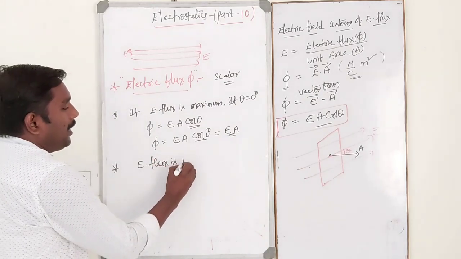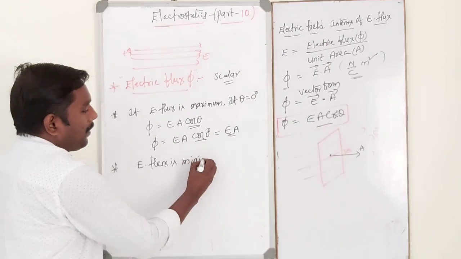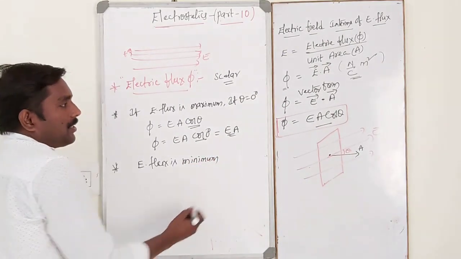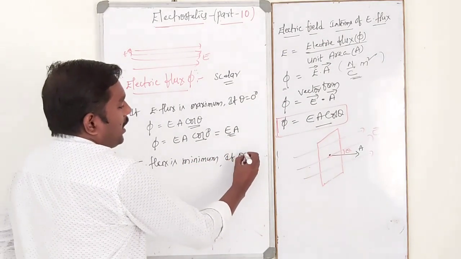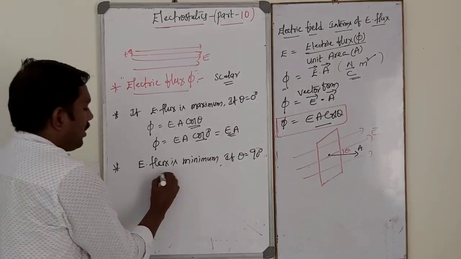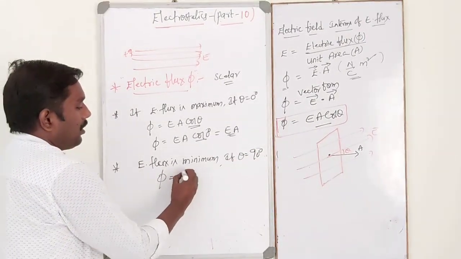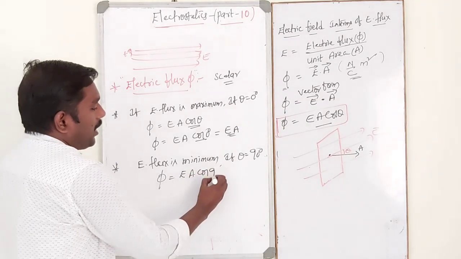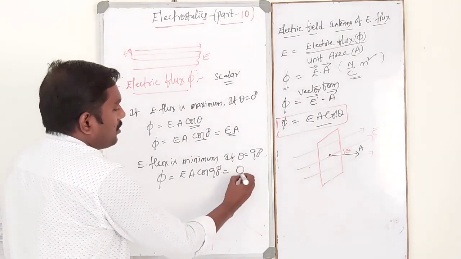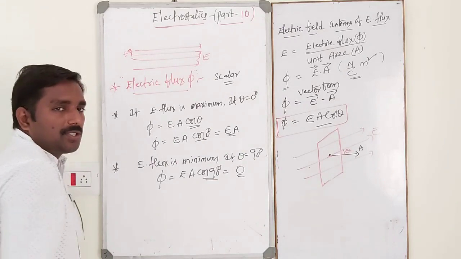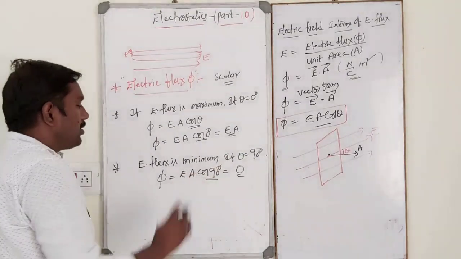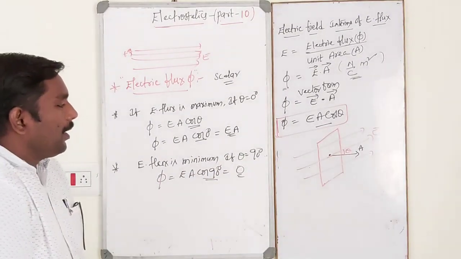Electric flux is minimum. For what angle is electric flux minimum? If theta is equal to 90 degrees, flux is EA cos 90 degrees, which is equal to 0, because cos 90 is 0, and 0 times anything is 0. So electric flux will be minimum.